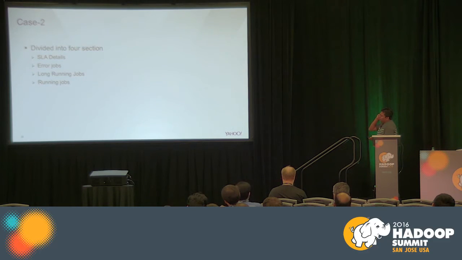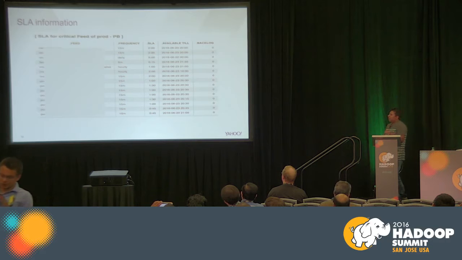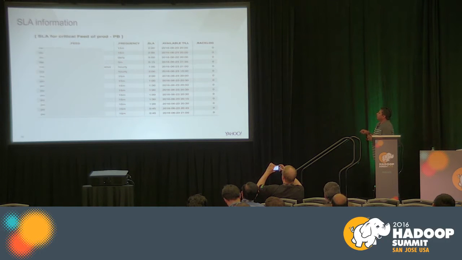Now let's look into case 2. This is a fairly complex one. Their whole system is divided into 4 parts: SLA, error jobs, long running jobs, and running jobs. The first part is shown by SLA information.